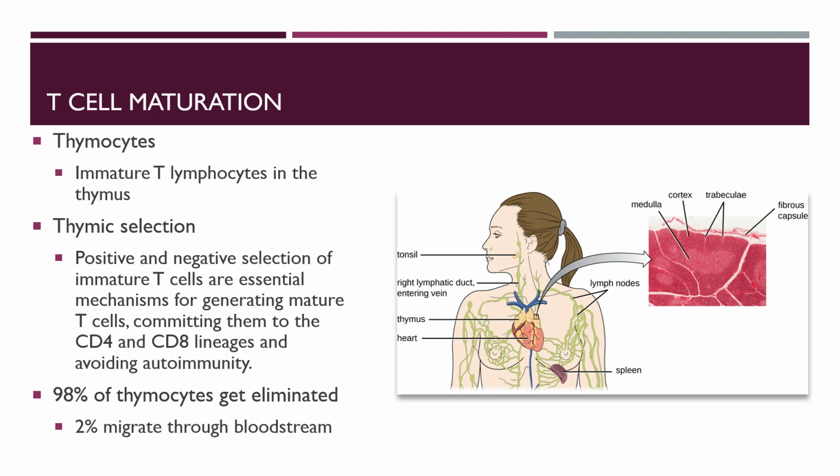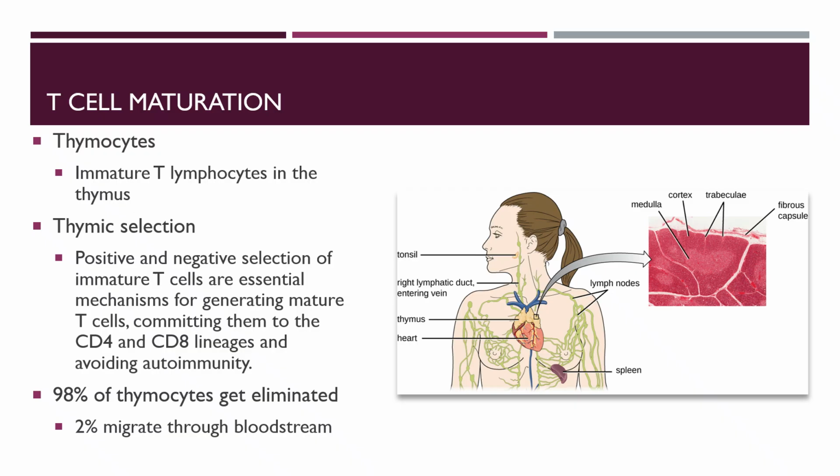So basically, what happens is they test them. The thymus tests them to make sure that they're not going to activate on a cell that normally belongs in the body. 98% of the thymocytes get eliminated. Only 2% pass the test.